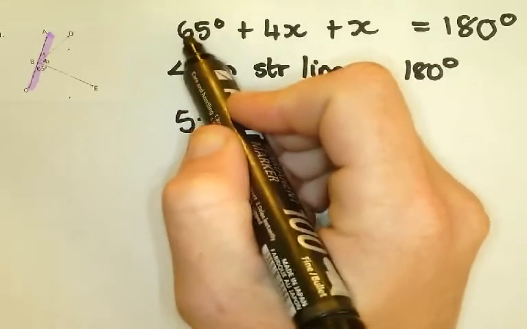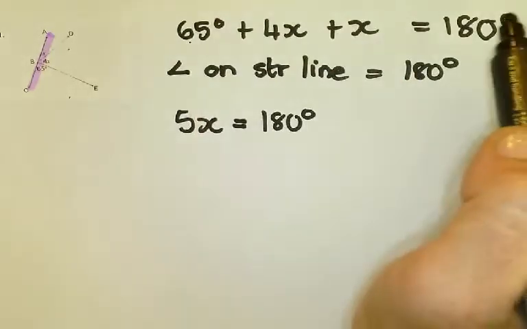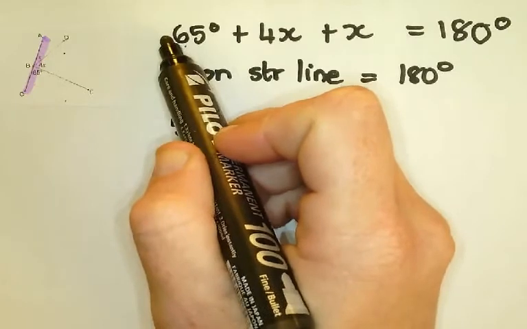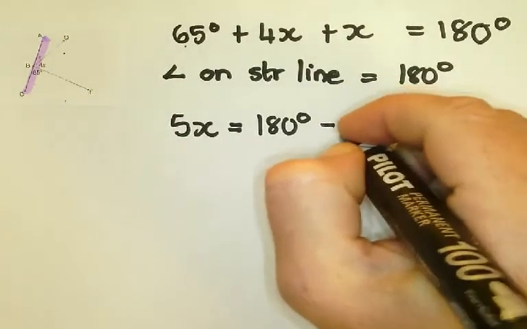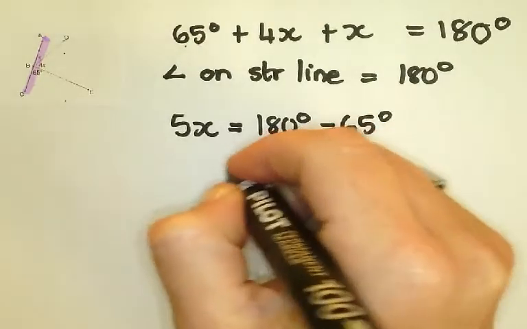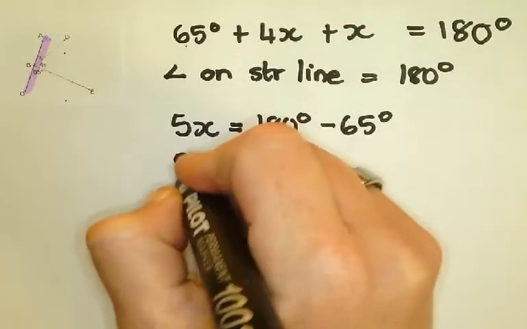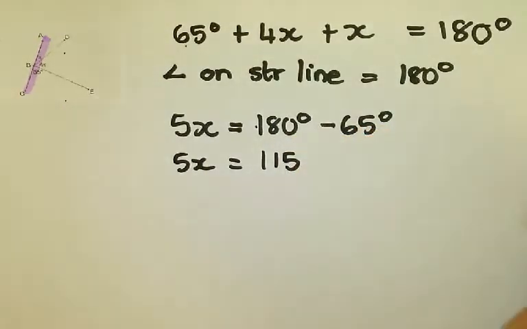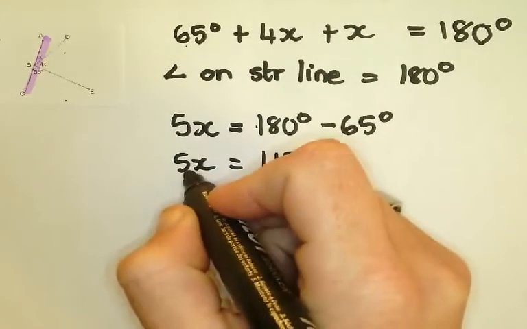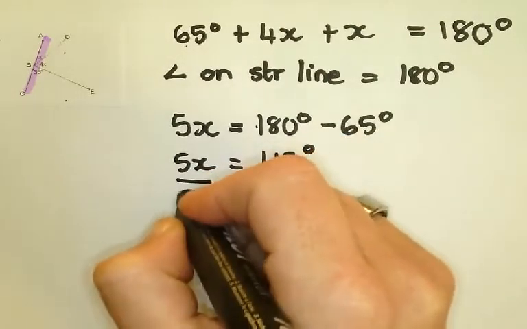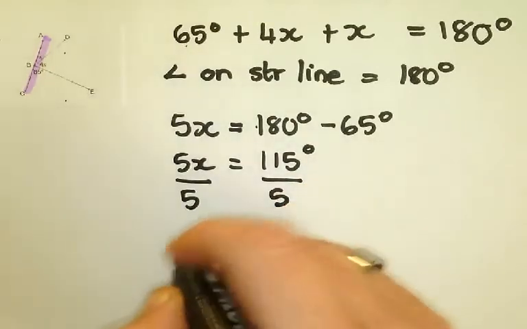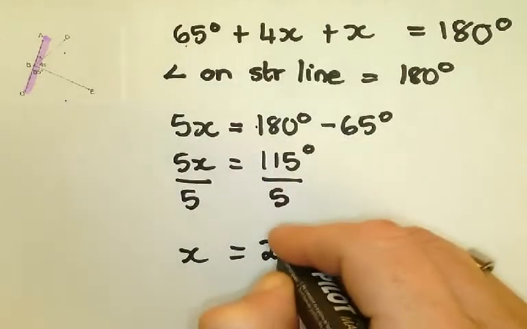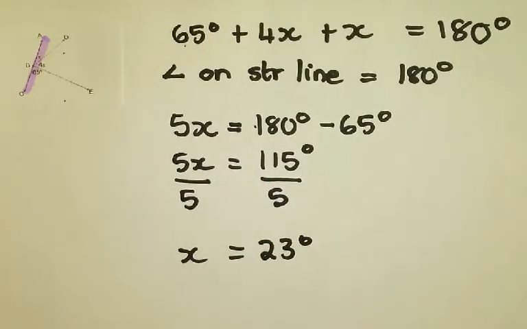And this 65 over here is a problem. So I want to take it to the other side. What I do on the one side, I do on the other side. I go minus 65 on this side. 180 minus 65 is going to give me 115. Now I want to get rid of this 5, so I divide by 5 on both sides. So 115 is going to give me 23 degrees.